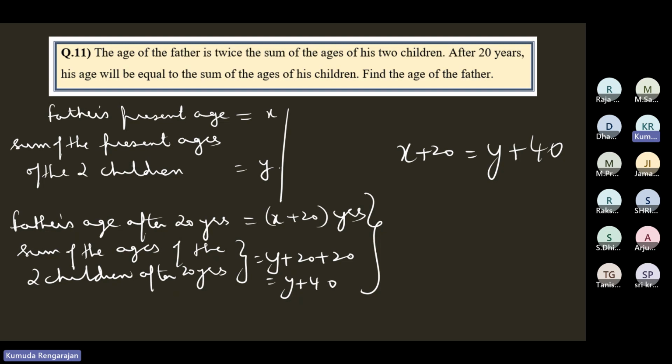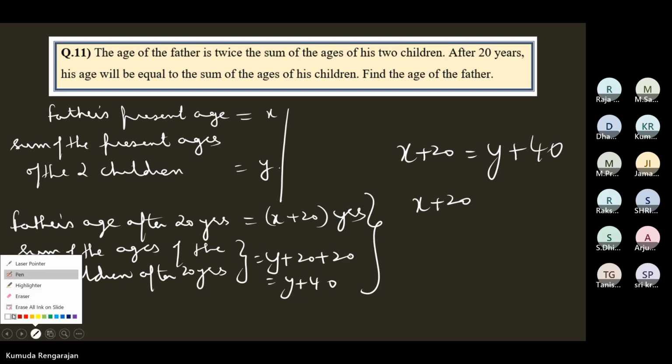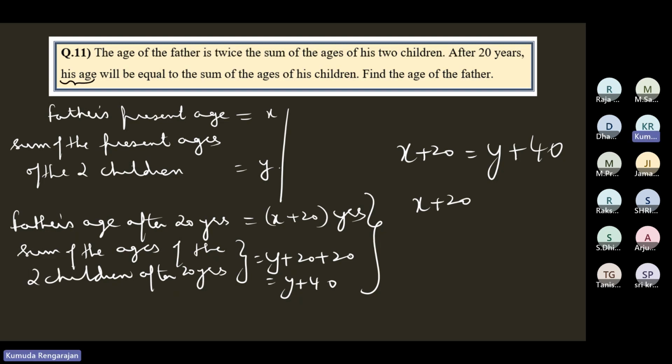So after 20 years, his age, that is the father's age, so x plus 20, will be equal to the sum of the ages of his children. So his children are now y. 20 years later, each one will grow older by 20 years. So y plus 40. So x plus 20 is equal to y plus 40.